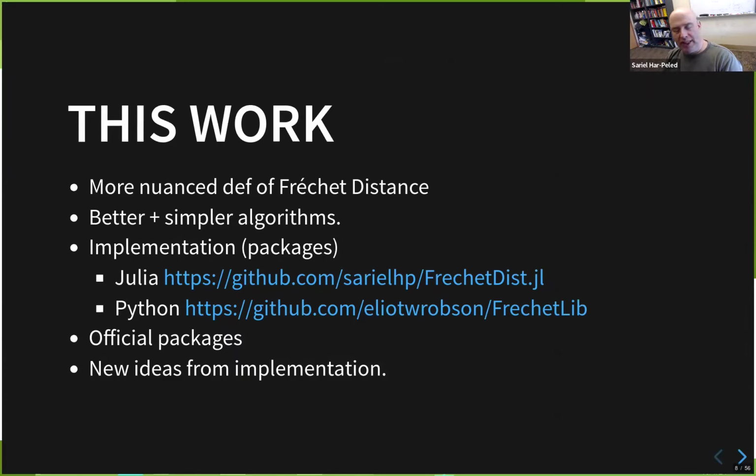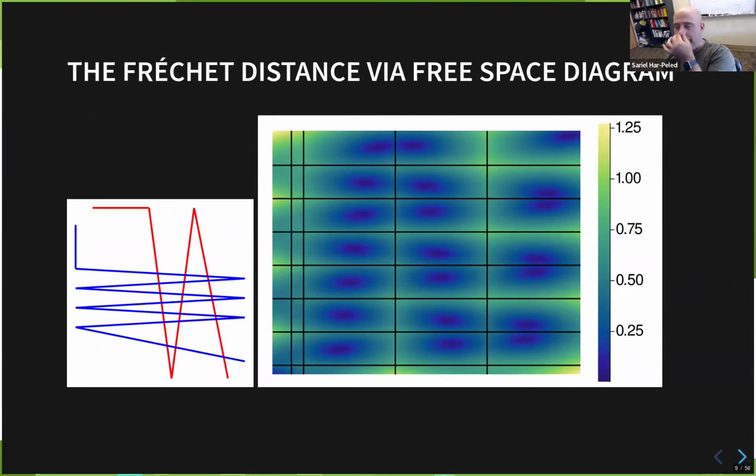And hopefully I'm going to present simpler and better algorithms. And we implemented our algorithms that are available as packages in Julia and Python. Those are official packages that you can easily install from the package managers in those languages. I will talk about this later. And there are various ideas and problems that came out of trying to implement this algorithm.